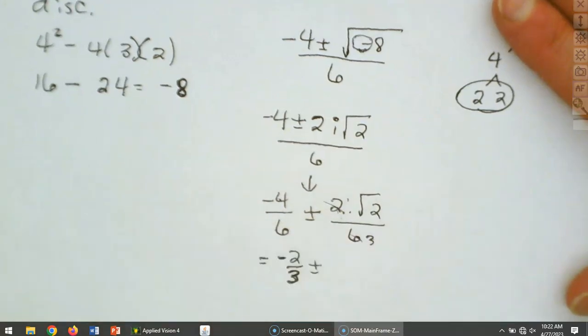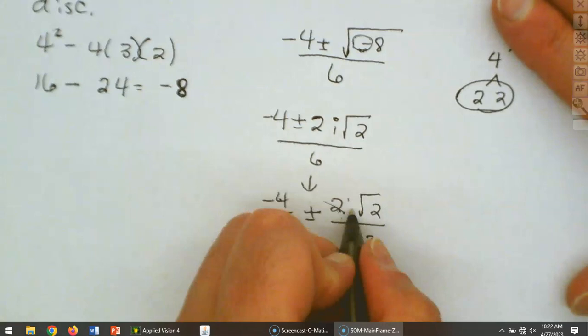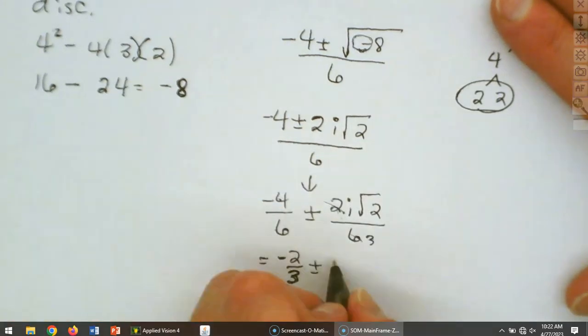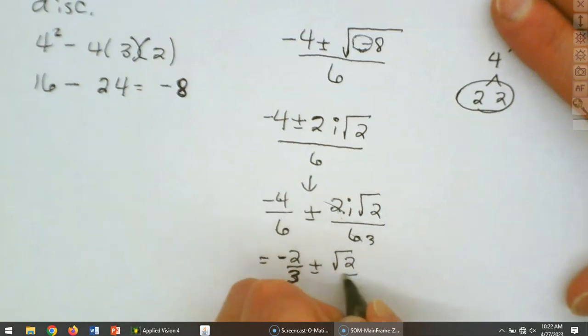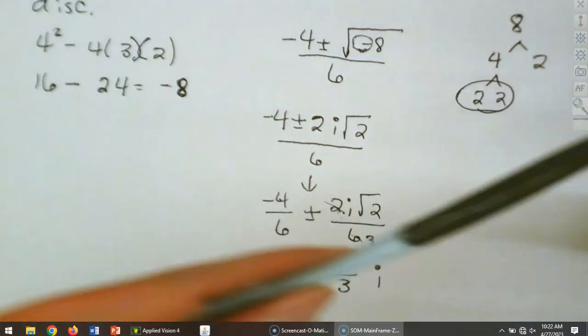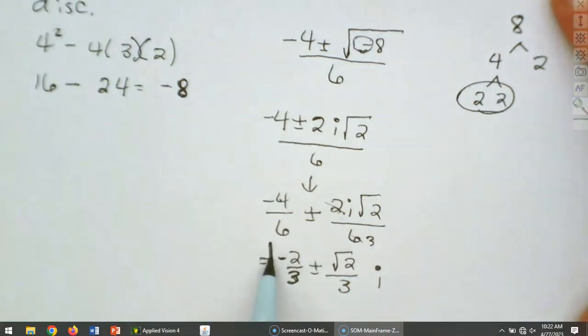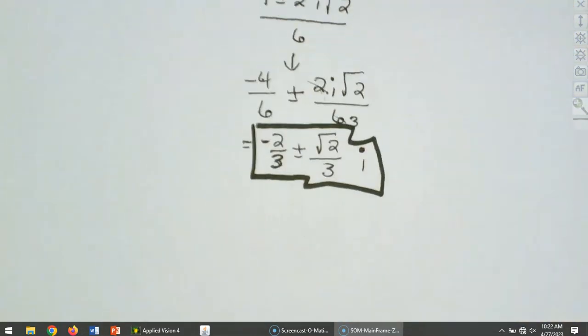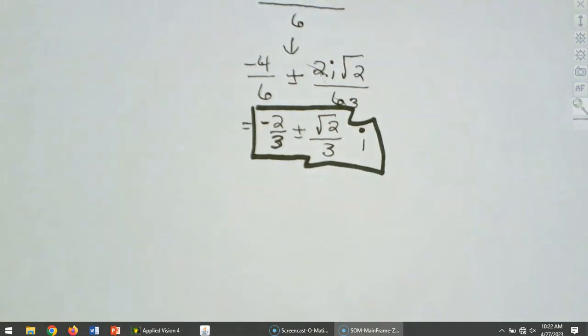So plus or minus comes down. Now, a lot of times if we have a fraction, we put the I at the end. So that's going to be the square root of 2 over, we reduce it down to 3, I at the end there. And that's as far as you can go. So with the i's, you need to separate it out into 2 fractions. And we normally put the I behind the fraction.